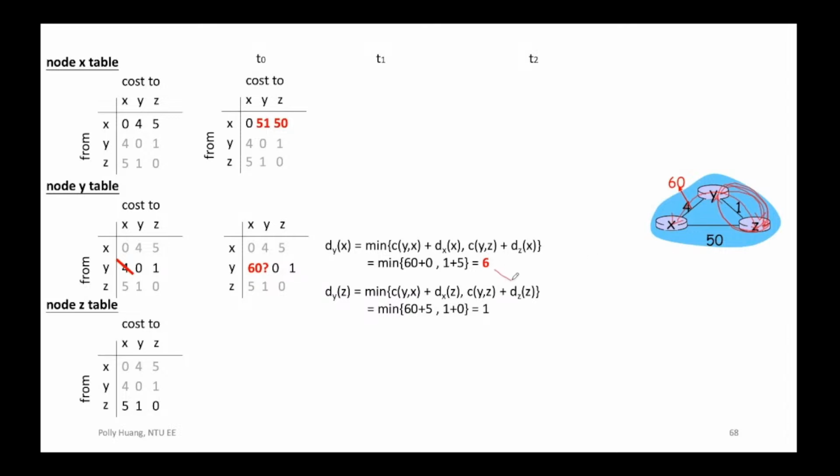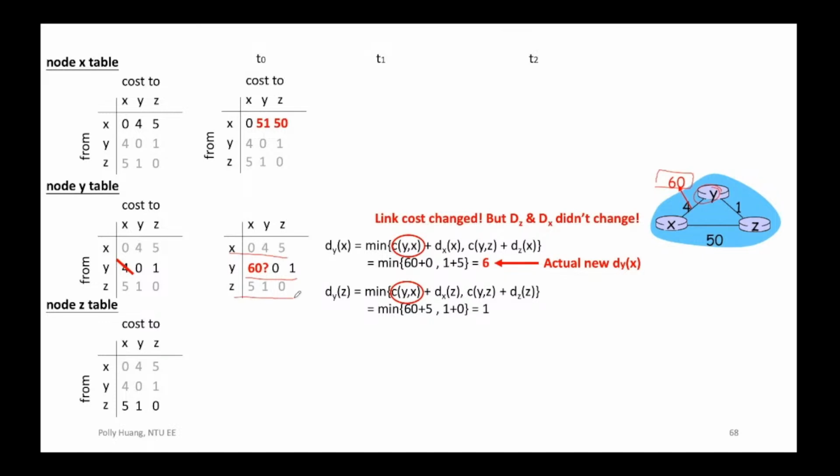So 6 here, again, is the new dyx. It's not quite yet the true dyx. So you see here, even though y is capable of detecting there's a link cost change right here, y's routing decision, route calculation, is still based on the old DX and old DZ. Right at the link cost change, y has not yet received the new DZ, new DX yet. So y is going to be using the old DZ and old DX.